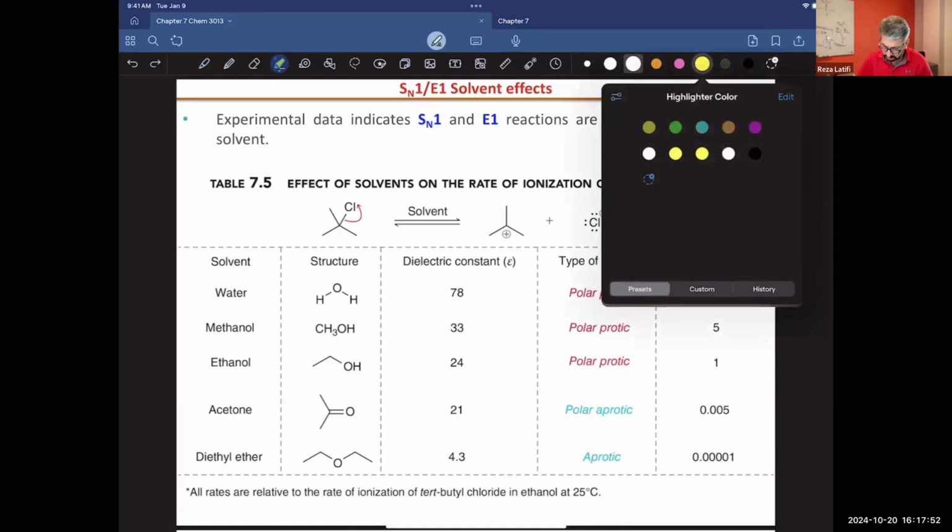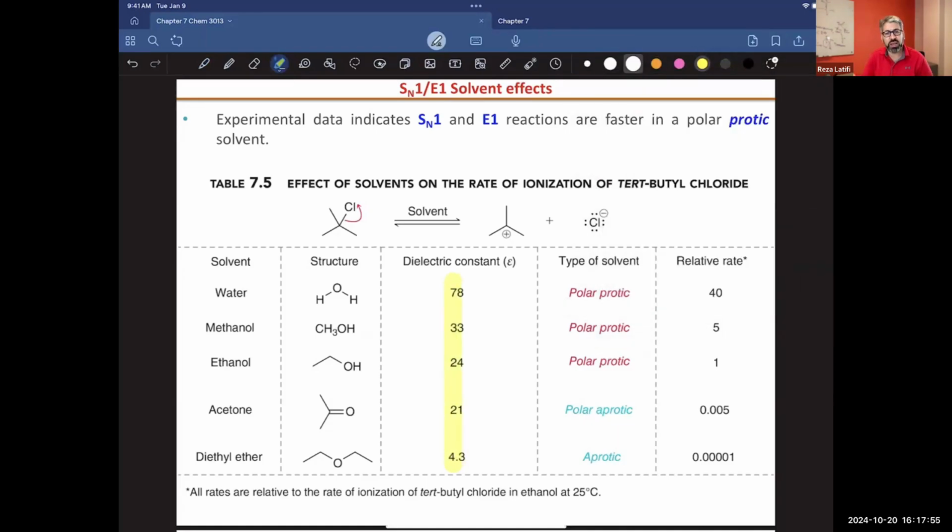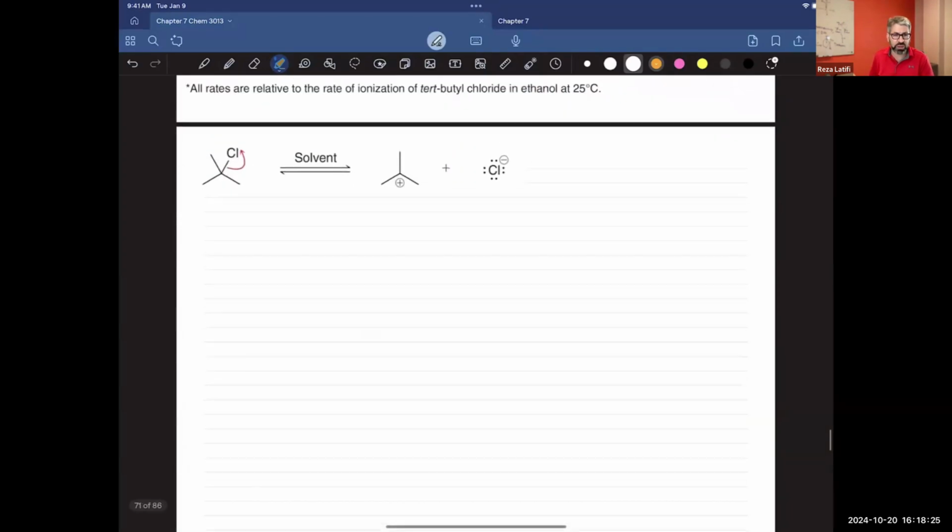As you see here, as we increase the dielectric effect of the solvent, as the solvent gets more polar, the rate of the reaction also goes up. We started from almost no chemical reaction to 40 times here. So the reaction clearly is getting way faster than the initial one. And I need to know why the polar solvent is going to make the chemical reaction faster.